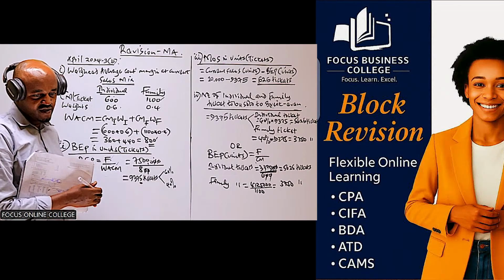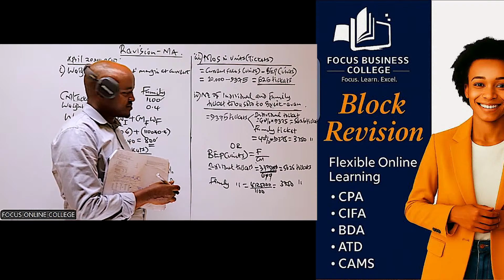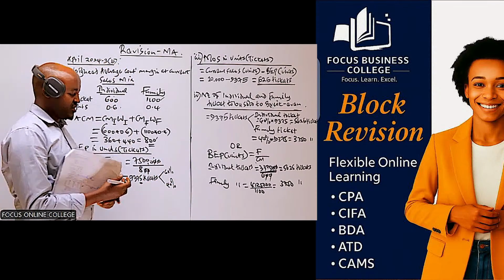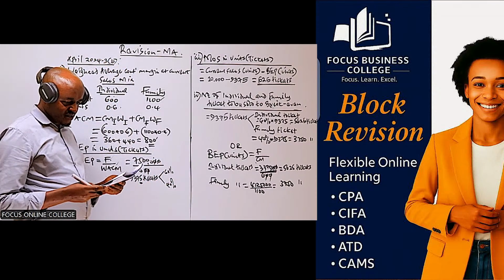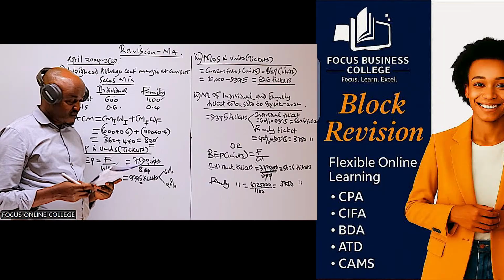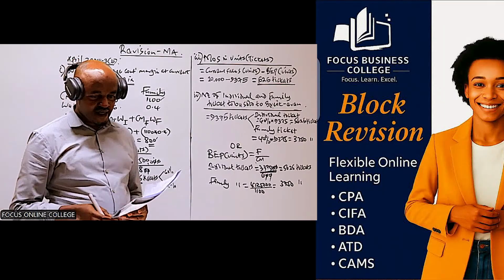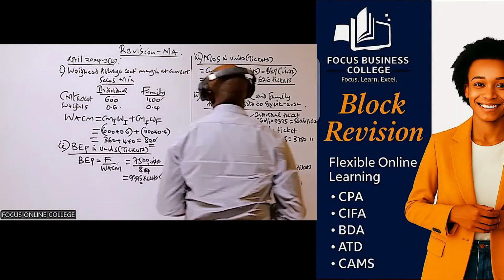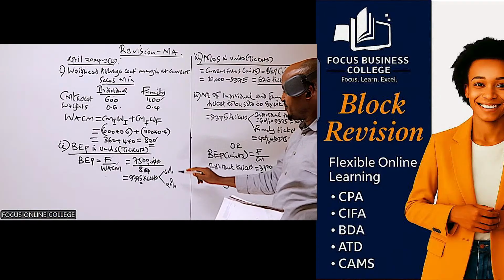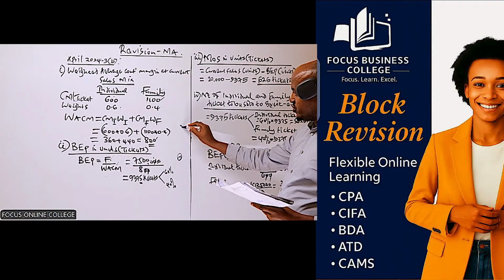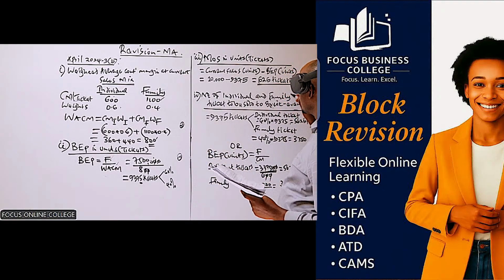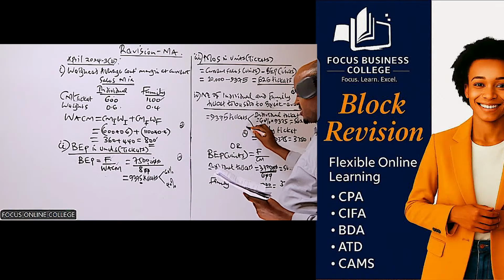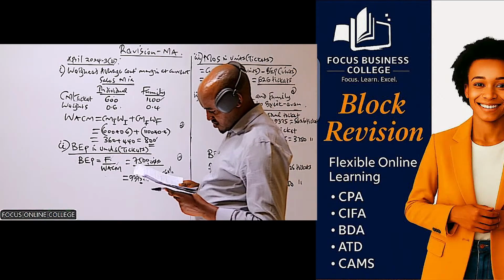That is 750 tickets. Are you getting that? Yes. So that's what was required as far as that question is concerned: a computation of the margin of safety and also the break-even point. The marks allocated there were a total of 8 marks.